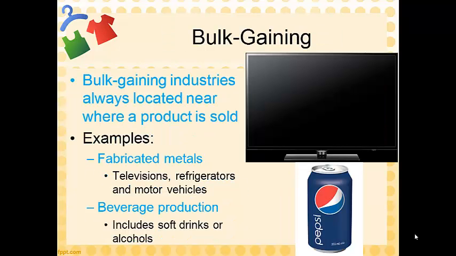All right, let's talk about bulk gaining industries. These are always located near where the product is sold. Again, it gets heavier as you go. So one example is fabricated metals. So televisions, refrigerators, even cars, these are going to be closer to their markets or consumers than they are to the raw materials. Another example is beverage production that includes soft drinks or alcohols. They are once again going to be closer to market because it costs more to ship heavier products than the raw materials, which weigh less and cost less to transport.